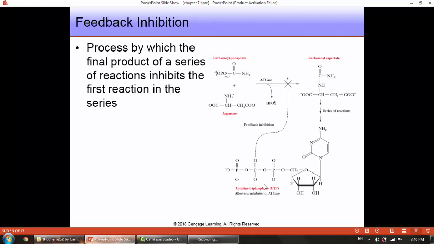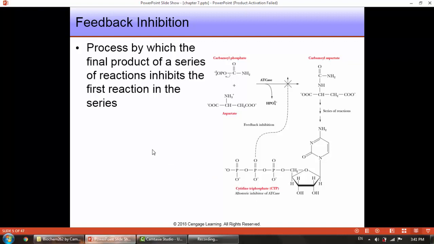To talk about the enzyme called ATCase, this enzyme catalyzes the condensation between carbamyl phosphate and aspartate to give us carbamyl aspartate, and then there are a series of steps to give us the final product called CTP. Now, when the concentration of this final product, CTP, reaches a certain level, it inhibits the enzyme ATCase, and the mechanism is called feedback inhibition. As you can see here, this is called feedback inhibition. So CTP is an allosteric inhibitor of the enzyme ATCase.